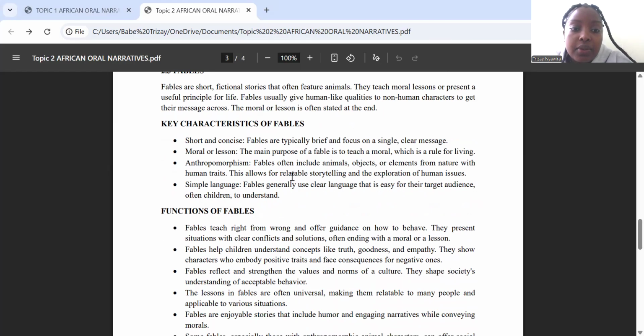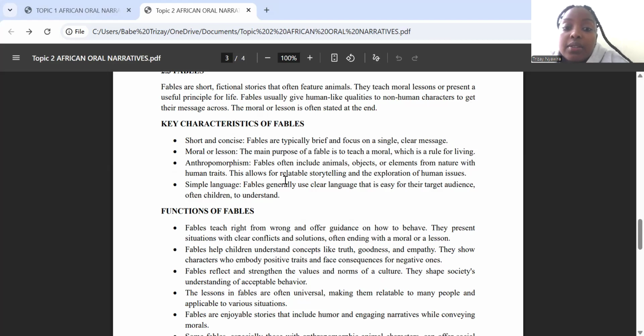So the characteristics of fables: they are short and concise. They are typically brief and focus on a single clear message. They have a moral lesson. The main purpose of a fable is to teach a moral, which is a rule for living. They have anthropomorphism. Fables often include animals, objects, or elements from nature with human traits. This allows for relatable storytelling and exploration of human issues. That is, they use personification in a much bigger setting where they give animals the characters of human beings.